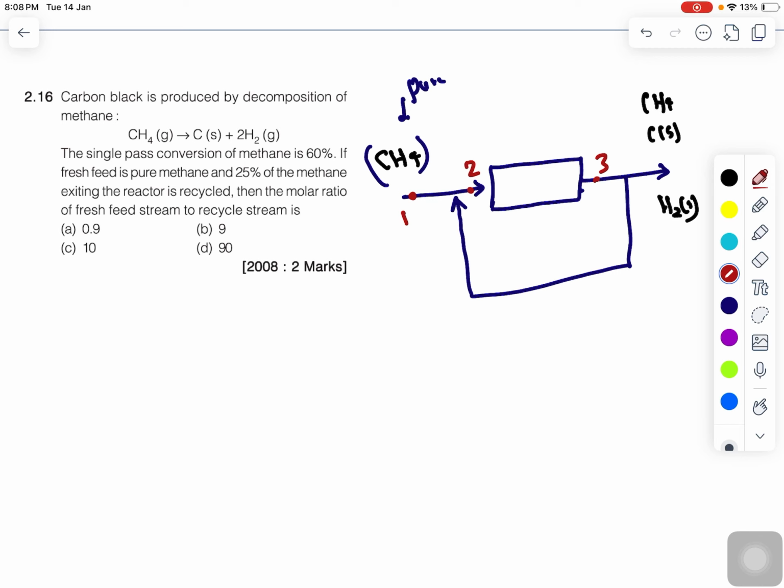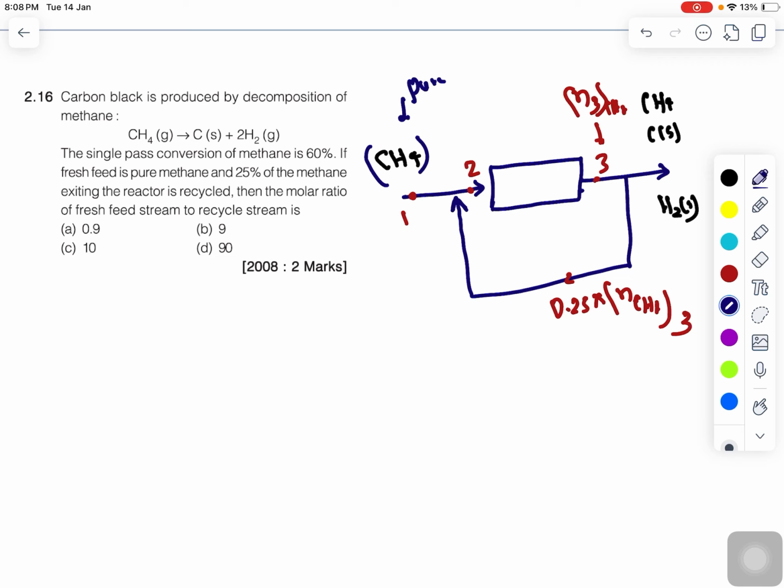So let's say the number of moles of methane CH4 at point 3 is n. 25% of methane exiting the reactor is recycled, so how much will it be? 0.25 multiplied with n, the number of moles of methane at point 3. And the single pass conversion is also given as 60%.